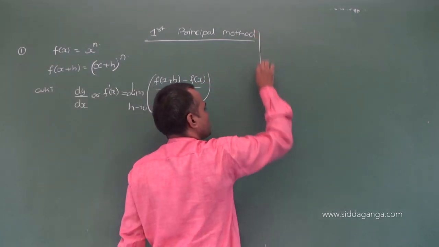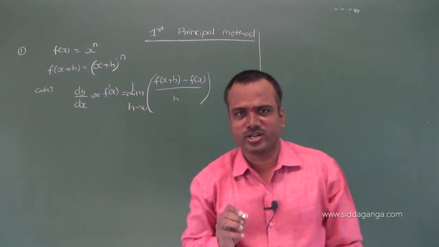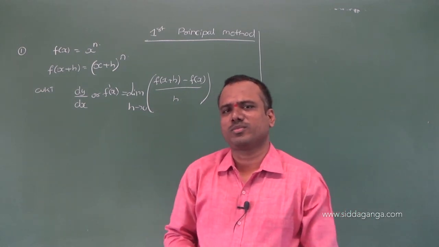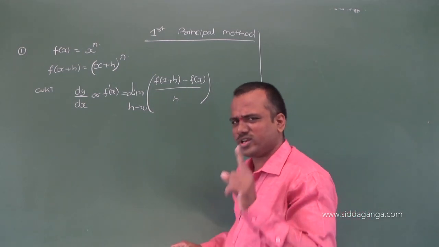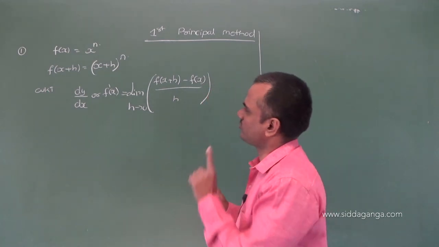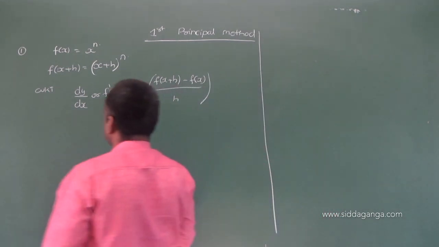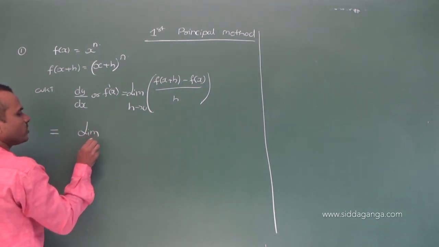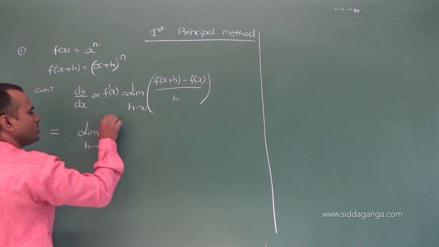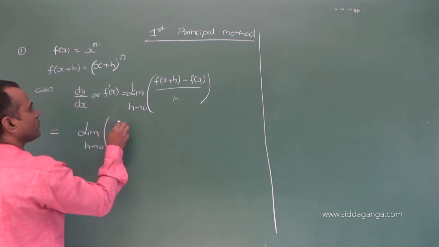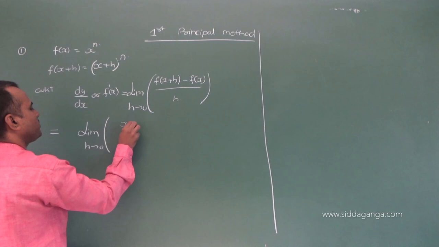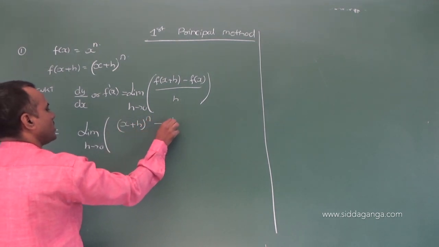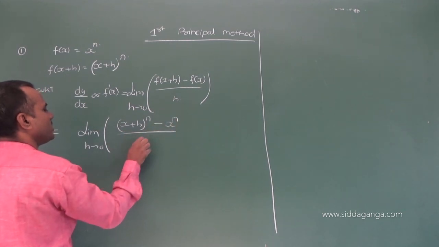Limit h tends to 0, f of x plus h minus f of x divided by h. What we followed in x square, I follow the same method. So we substitute all the values: that is equal to limit h tends to 0, x plus h whole to the power n minus x to the power n divided by h.